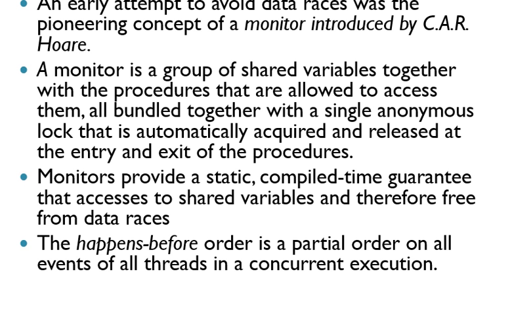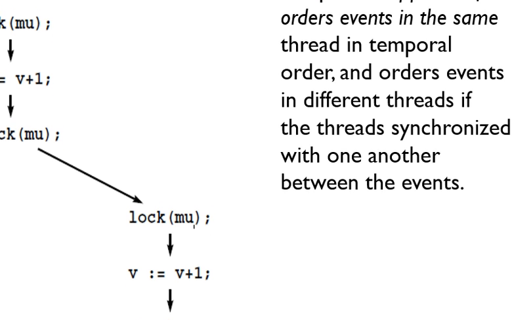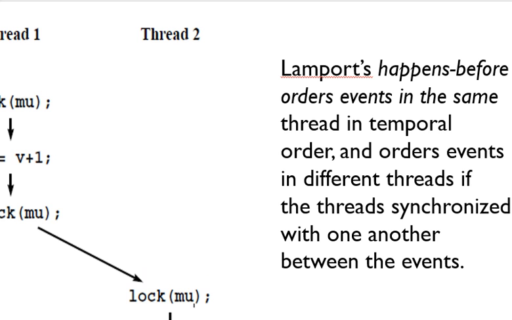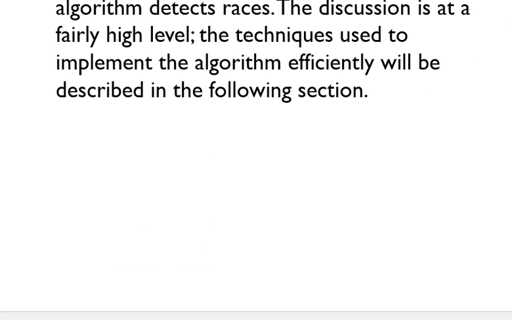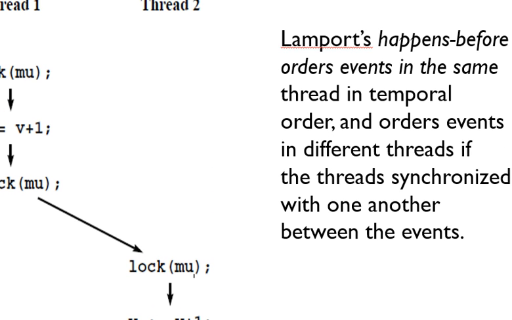The happens-before order is a partial order of all events of all threads in a concurrent execution. If we look at this figure, this is how it goes. The lock and the variable plus 1, unlock, and it goes to thread 2. If you look at thread 2, it goes like this. And Lamport's happens-before order orders events in the same thread in temporal order, and orders events in different threads if the threads synchronize with one another between the events.